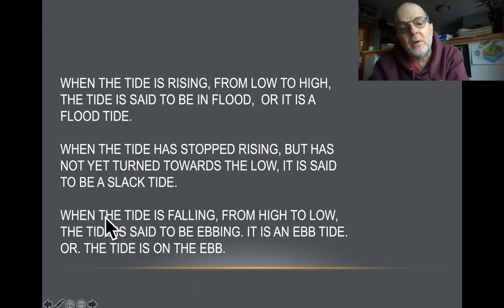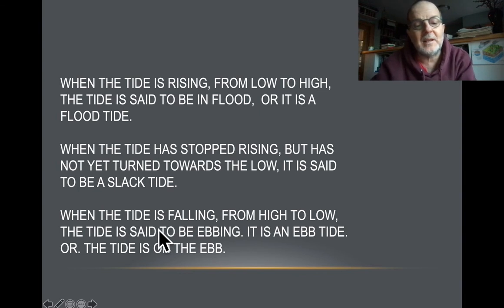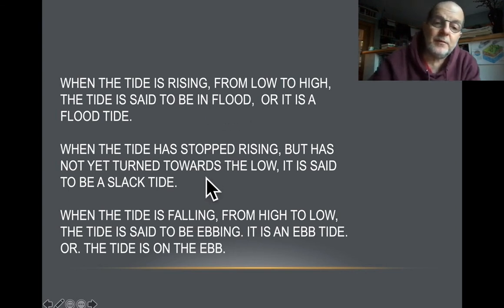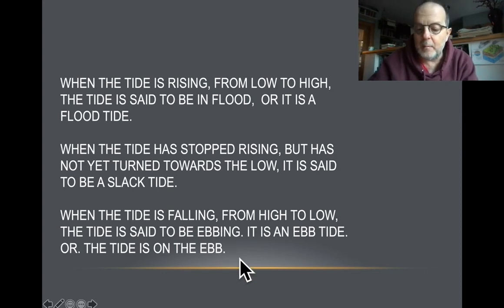So when the tide is falling from high to low, the tide is said to be ebbing. It is an ebb tide, or the tide is on the ebb. So rising, in flood. In between rising and falling, slack. Falling, on the ebb, ebbing.